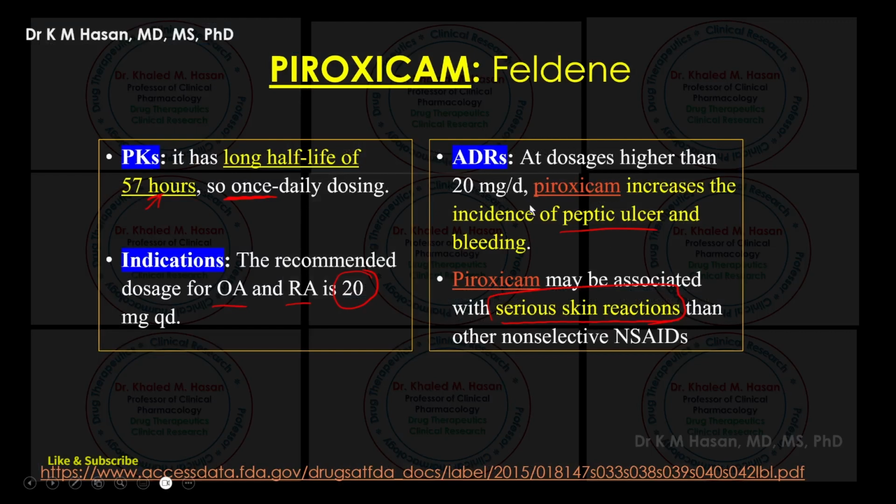Okay, so we're done with Feldene. Piroxicam has a long half-life, once daily dosing, and is used for the same indications, 20 milligram. If you give a patient high doses, this increases the risk of peptic ulcer. The only thing that could be associated with it, as with NSAIDs, is serious skin reaction.